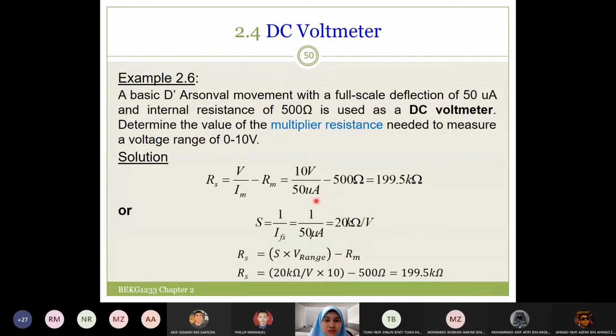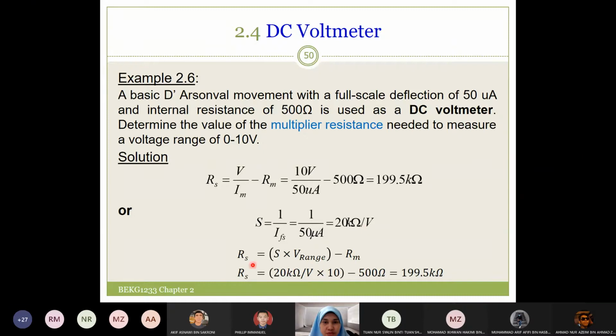But I don't like to memorize the formula, so we derive from the basic formula. S is equal to 1 over current. 1 over 50 microamp is equal to this, 20K.